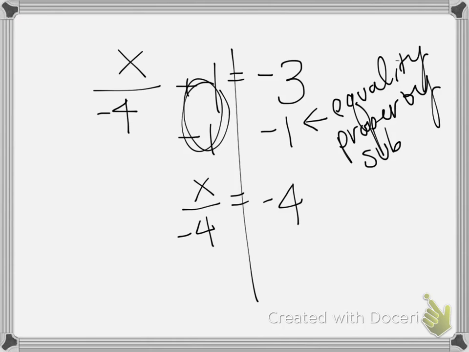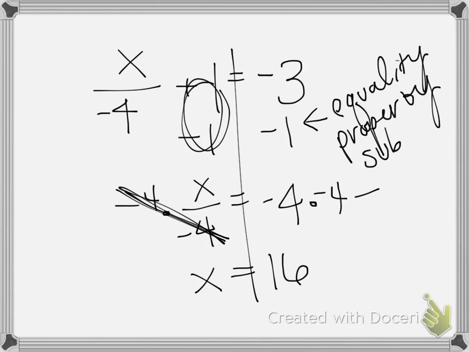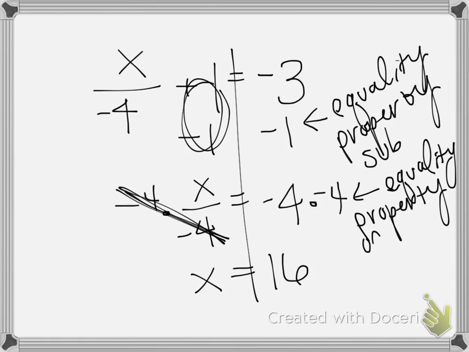And then the next thing I would do, because it's dividing negative 4, is 2 times negative 4 on both sides. And this is 1. We get x equals negative 4 makes 16. So this property right here, I'm timesing both sides by negative 4, so I would say that's the equality property of multiplication.